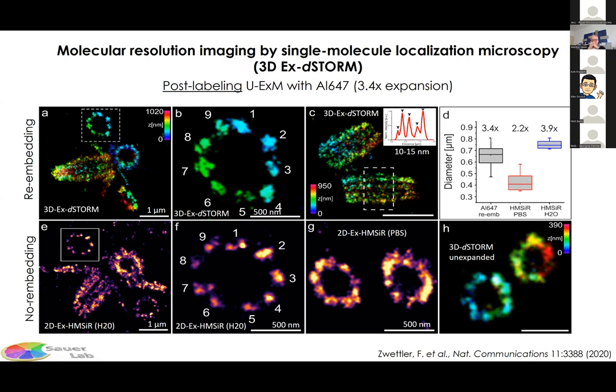this re-embedding. Due to the re-embedding, the 4-fold expanded gel shrinks to about 3.4-fold. Without re-embedding, we have close to 4-fold expansion, but we also have a pH slightly below 7 in pure water. And there, the switching performance of the silicon rhodamine is not optimal, and therefore also the image quality is not optimal. If you then add PBS, the gel shrinks to 2.2-fold. The switching performance, the blinking performance increases, but the expansion factor is lower.